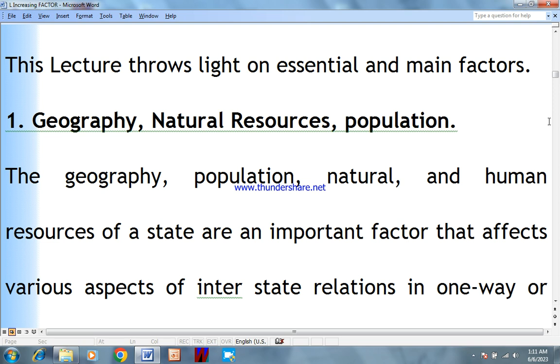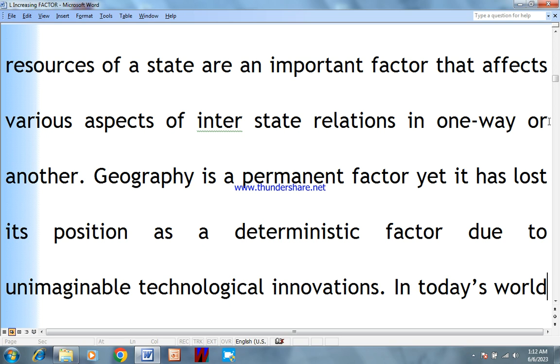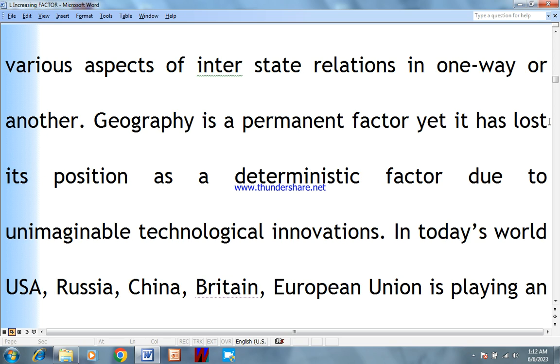This lecture throws light on the essential and main factors. Number one, geography, natural resources, population, and topography are included in it. I have summarized it: the geography, population, and natural and human resources of a state are an important factor that affects various aspects of interstate relations in one way or the other.